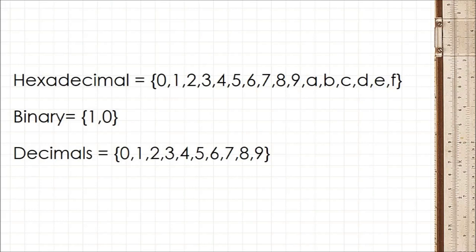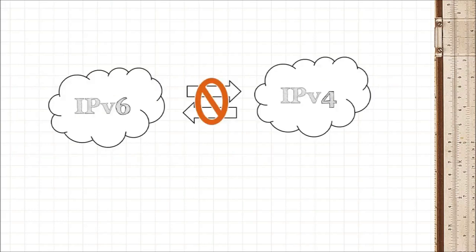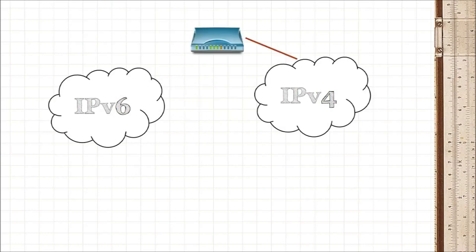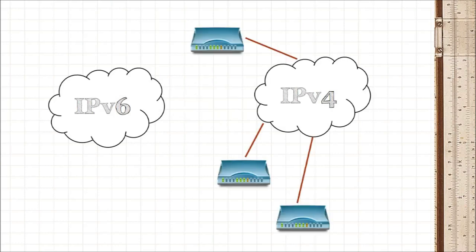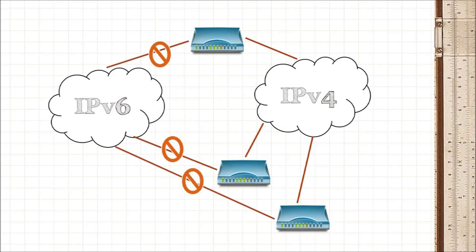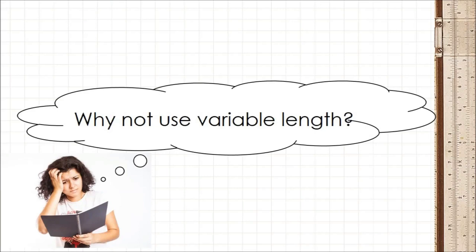Another unfortunate thing about IPv6 is that it's not backward compatible with IPv4, which means that old modems and routers that support only IPv4 can't work with IPv6, and that's slowing down its adoption rate. Well, why didn't engineers just invent a variable length addressing space? Wouldn't that be easier? No.